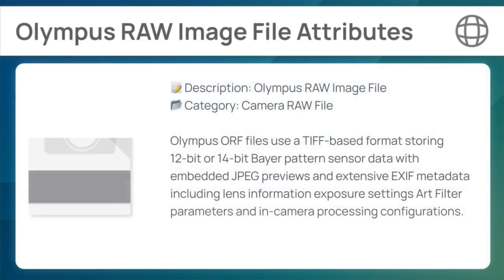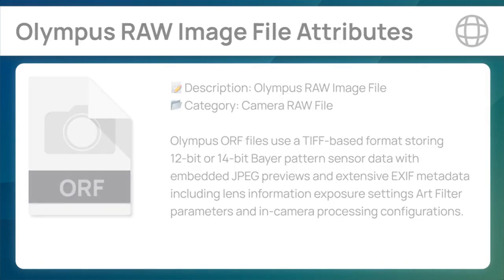Olympus ORF files use a TIFF-based format, storing 12-bit or 14-bit Bayer pattern sensor data with embedded JPEG previews and extensive EXIF metadata, including lens information, exposure settings, art filter parameters, and in-camera processing configurations.